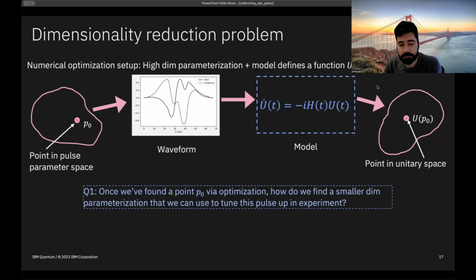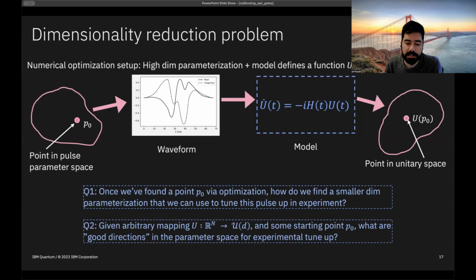And the question is, say I run an optimization and I find a point P0 in parameter space that does the things that I want. How do I find a smaller dimensional parameterization that will be good for experimental tune-up? Another way of phrasing this: given an arbitrary mapping, a function from R^n, the parameter space, to unitaries of some dimension, and some point P0 in this parameter space, what are good directions in parameter space for experimental tune-up? What are the good directions for moving around locally in unitary space?